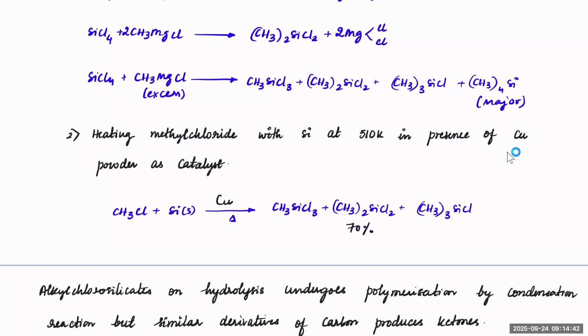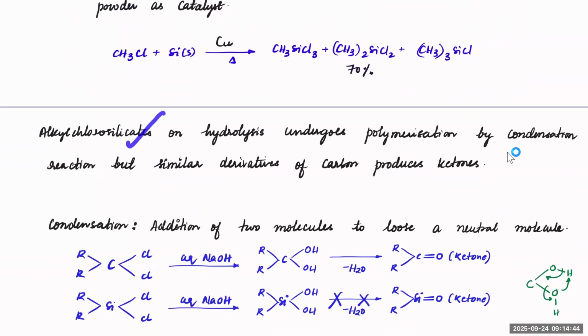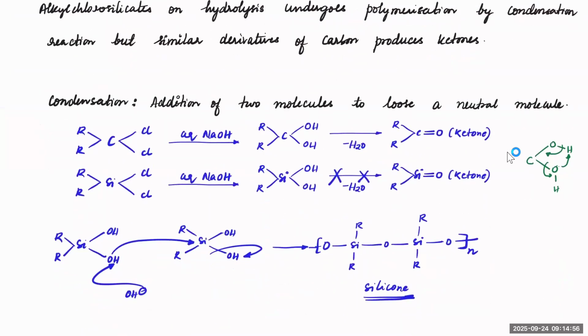Now notice, alkyl fluorosilicates on hydrolysis undergo polymerization by condensation. But similar derivatives of carbon produce ketones. That is, if you have two chlorides here, you replace these two chlorides with two OH groups, and these two OH groups will convert into a double bond, which is the keto form.